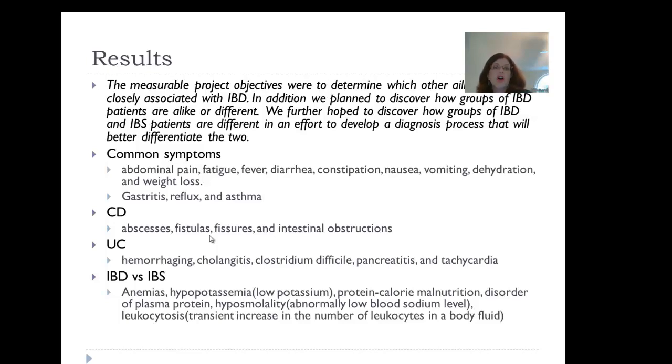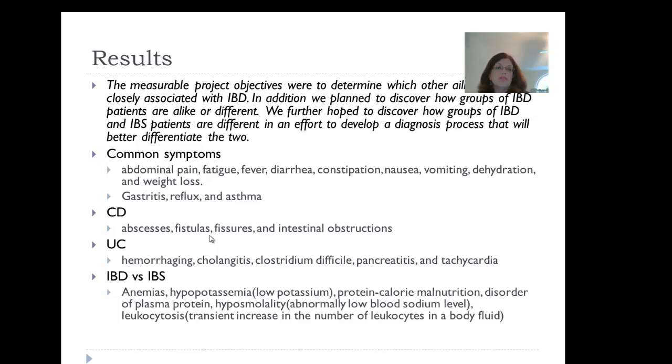So let's cover the common symptoms. We've discussed those before. Those are all the digestive disorder and associated weight loss symptoms. Then we had symptoms that were common that were not in the patient literature, the gastritis, reflux, and asthma. Those were common for all three. Then we can look at Crohn's disease in particular, which was characterized by abscesses, fistulas, fissures, and intestinal obstructions. UC: hemorrhaging, cholangitis, C. diff, pancreatitis, and tachycardia.